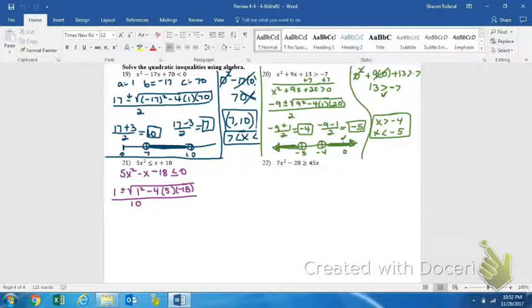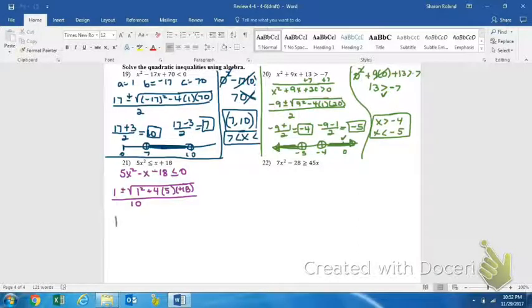Okay, under the radical, these two negatives are going to make a positive, and if you multiply 4 times 5 times 18, let me see what you get. You get 360 plus 1 is 361. Take the square root of 361, and you get 19.